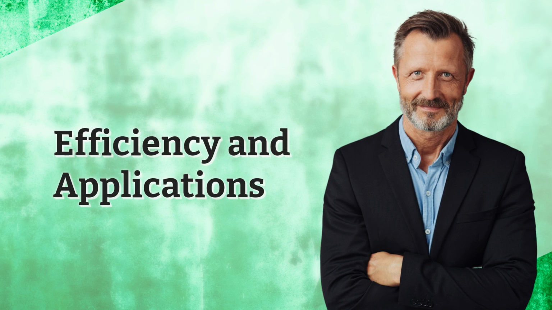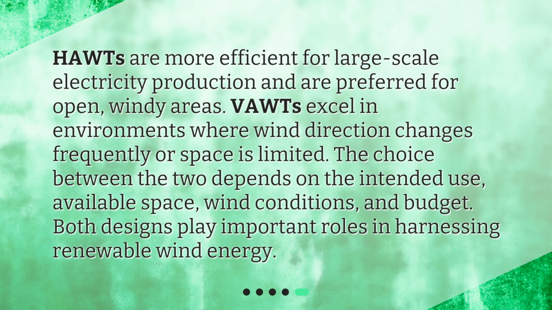Efficiency in applications. HAWTs are more efficient for large-scale electricity production and are preferred for open, windy areas. VAWTs excel in environments where wind direction changes frequently or space is limited. The choice between the two depends on the intended use, available space, wind conditions, and budget. Both designs play important roles in harnessing renewable wind energy.